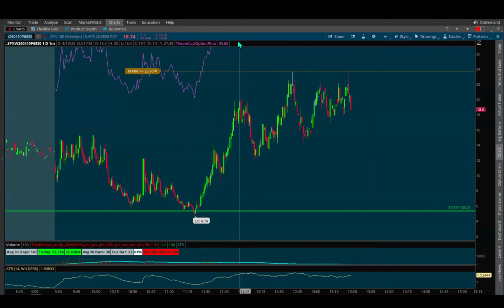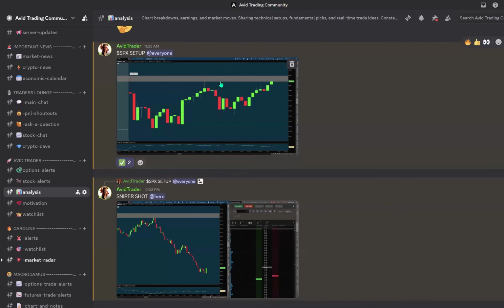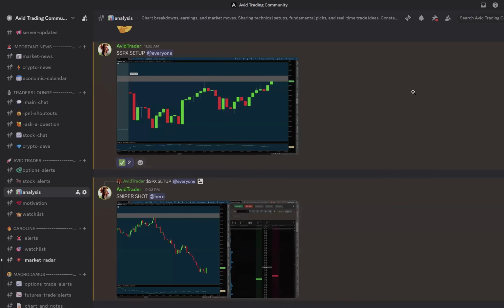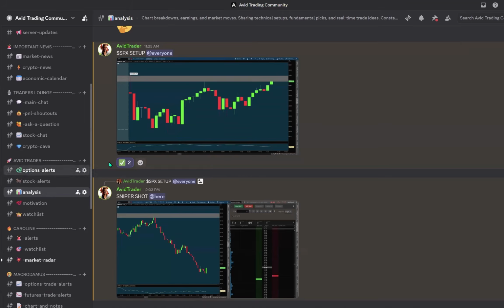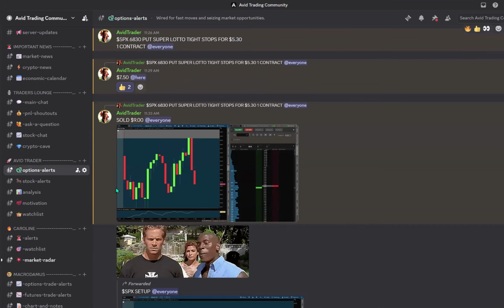So again, just to give you a quick recap, when we go into the Discord, we had the analysis page where we gave you the technical setup, which is exactly what this channel is for. We showed you this triple top intraday, very micro, which was only 2 hours of trading, 3 minute chart, 1 day, 3 minute. And then we go to our alerts, gave it out. $5.30, gave you all of these alerts on the way.